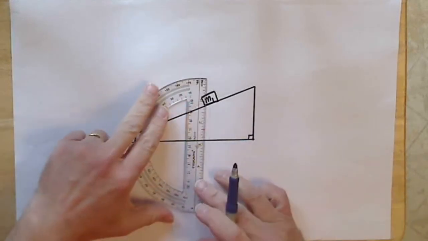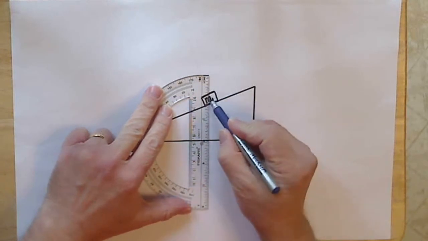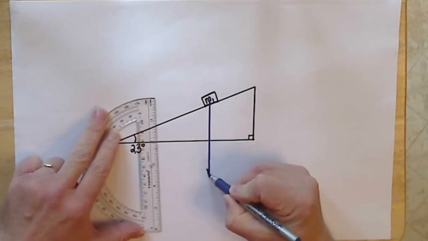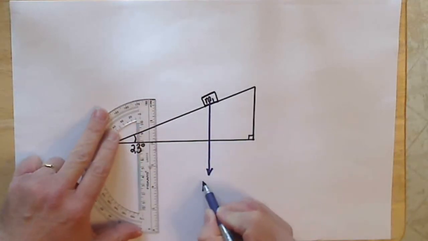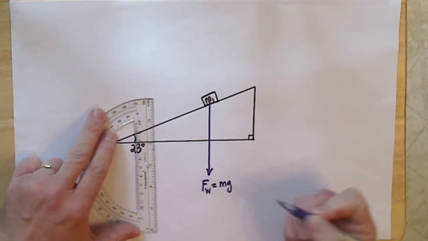Okay, and remember, no matter what the slope is, the force due to gravity always pulls straight on down. So let's draw that nice big vector arrow down like that. And we're going to label that force of weight. And of course, it's a good habit to always write down m times g after that.